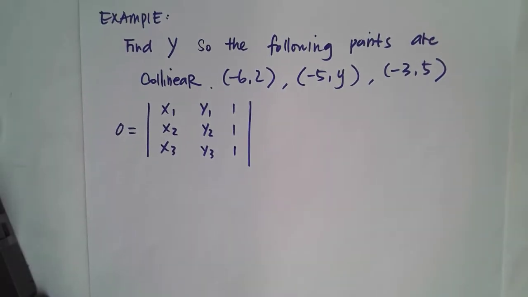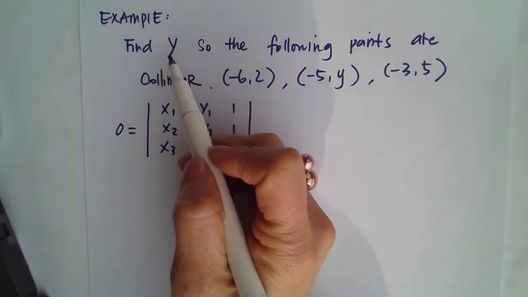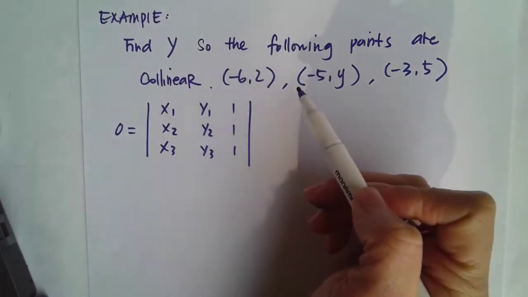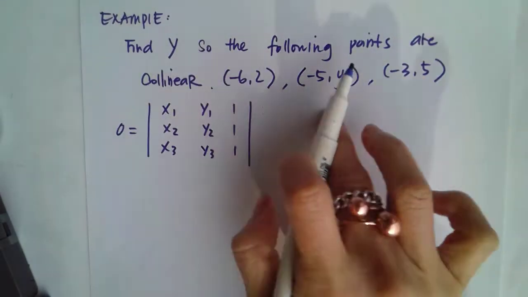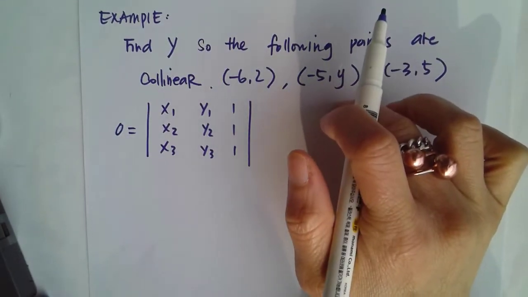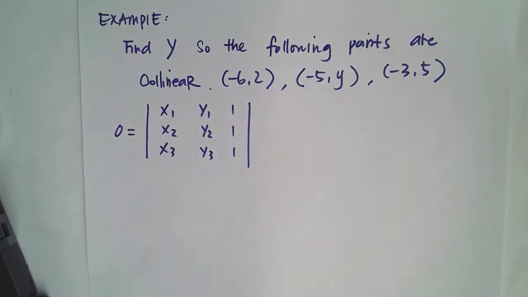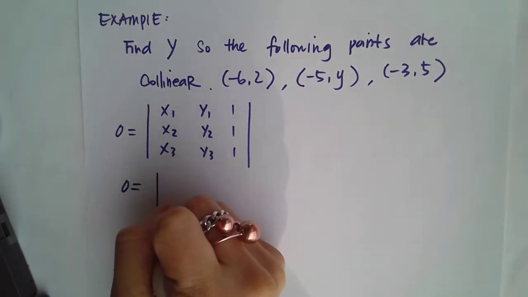So what if I ask you this question? I want you to find y so that the following points are collinear. So again, if y is a special number, we know these are collinear. So we're going to check for that, okay? So let's do this. Let's just first start by plugging it in, right?